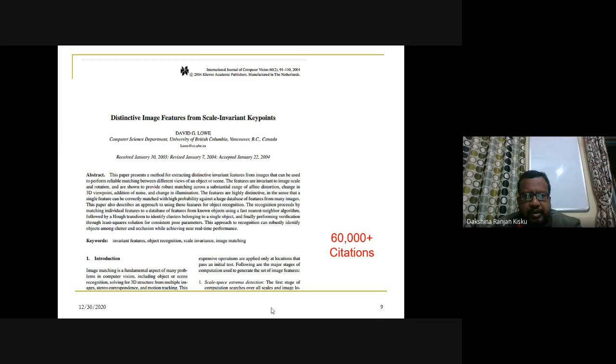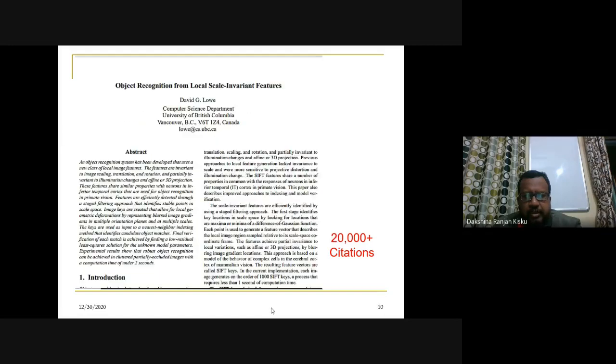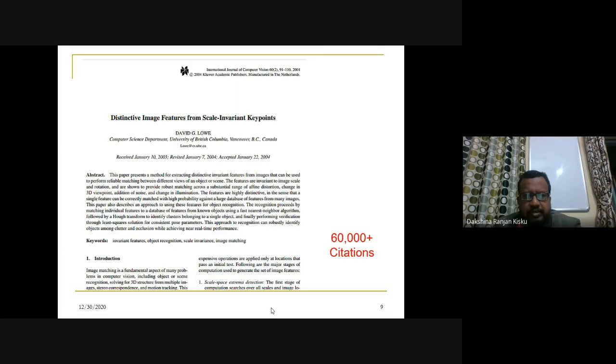So as David Lowe developed this feature descriptor, he first published a paper in 1999. Now the paper has got 20,000 plus citations, and then after 5 years, with another version of the SIFT descriptor, he published the second paper, which was published in 2004. Now this paper has more than 60,000 citations. Okay, so now you can imagine how this works.